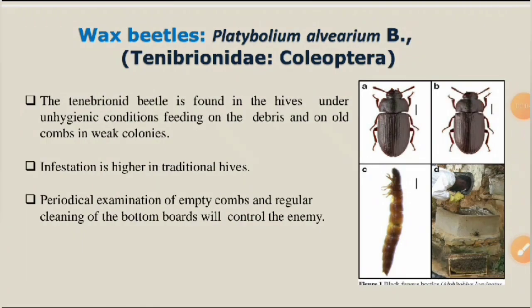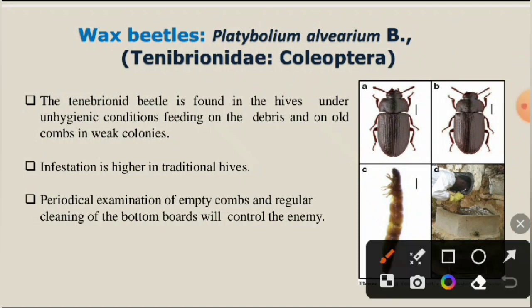The next insect is the wax beetle. Scientific name is Platybolium alvearium, family Tenebrionidae, and the order Coleoptera. जो टेनिब्रायोनिडे फैमिली के जो इंसेक्ट्स होते हैं, it has a rectangular pronotum.